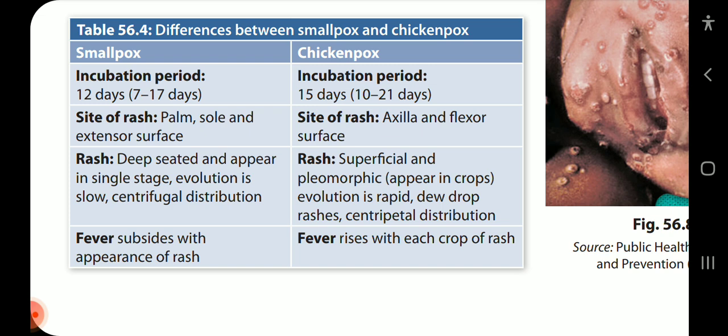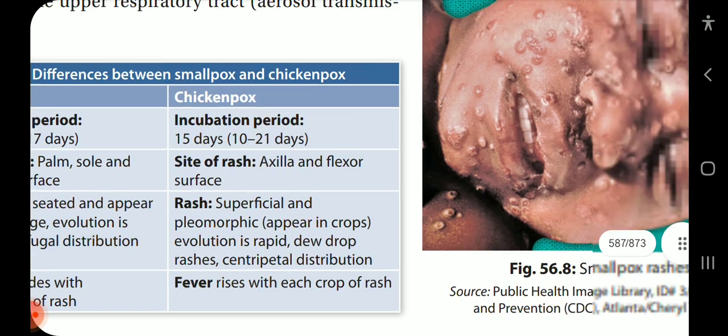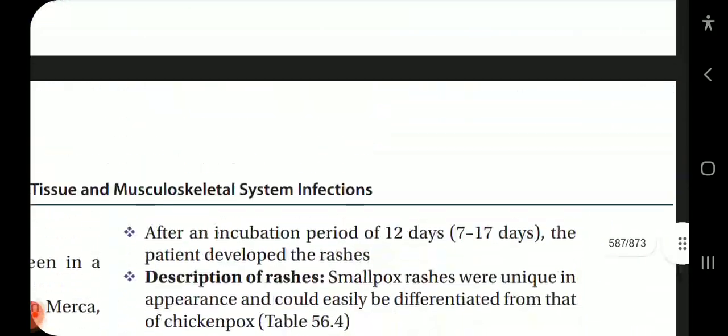Smallpox rashes are deep-seated and appear in a single stage. Evolution is slow, with centrifugal distribution. In chickenpox, the rashes are superficial and pleomorphic, appearing in crops. Evolution is rapid. Dewdrop rashes are there, which have a centripetal distribution. In smallpox, fever subsides with the appearance of rash, while in chickenpox fever rises with each crop of rash.